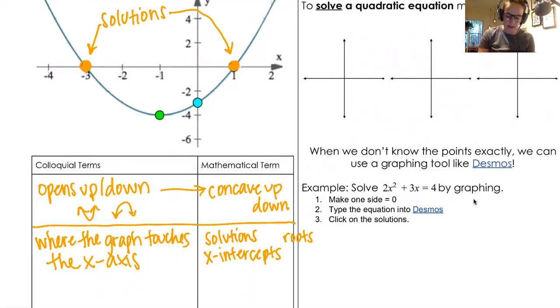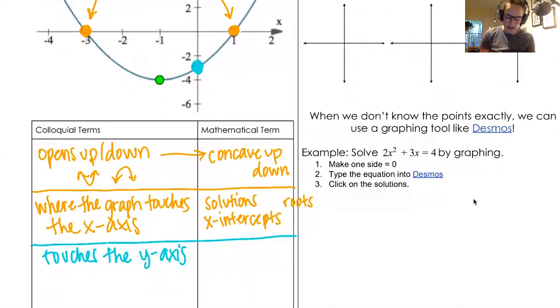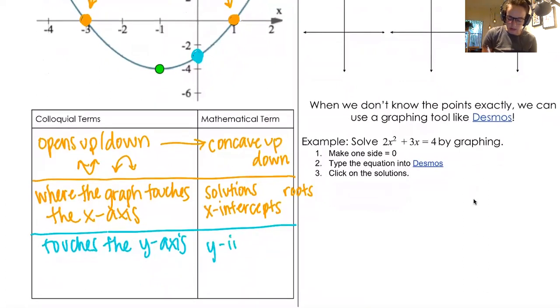We also have that teal dot, right? This teal dot here is where the graph touches the x-axis. I'm sorry, the y-axis, because remember, that's the up and down axis there. And of course you guys know that's called the y-intercept. So this is the y-intercept, where it touches the y-axis.